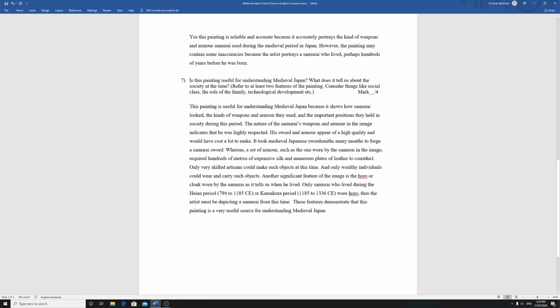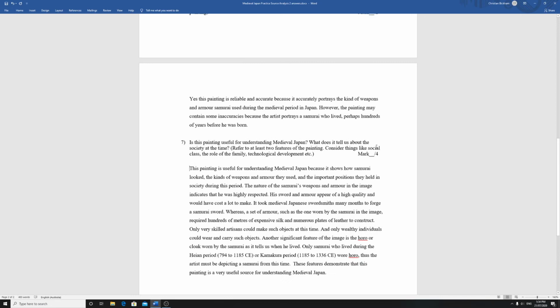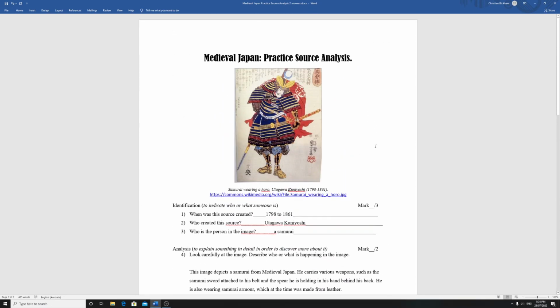to construct. So this information here I've taken from what I've learnt about medieval Japan while I was studying the subject, and I just use it to support my argument that the sword and armour in the image is of a high quality, and you can see that here. There's no rust on them. I mean, it looks almost golden. There's silk here. It's all very, very beautiful, of a high quality.